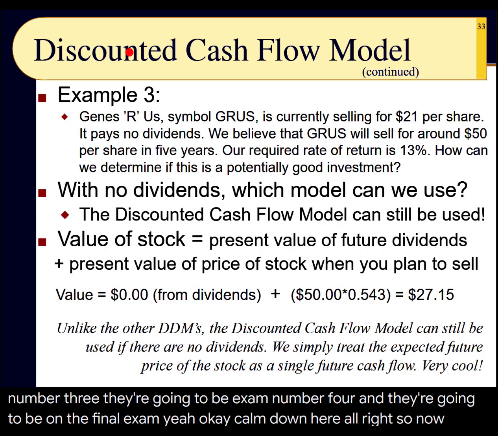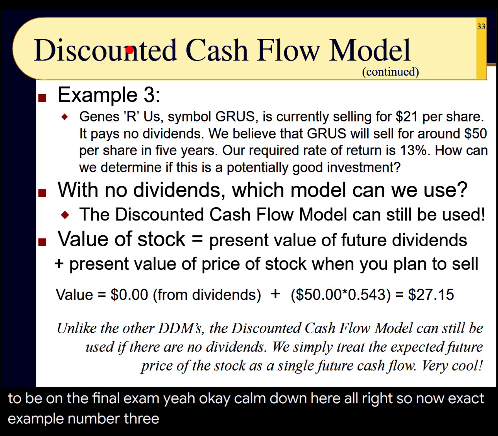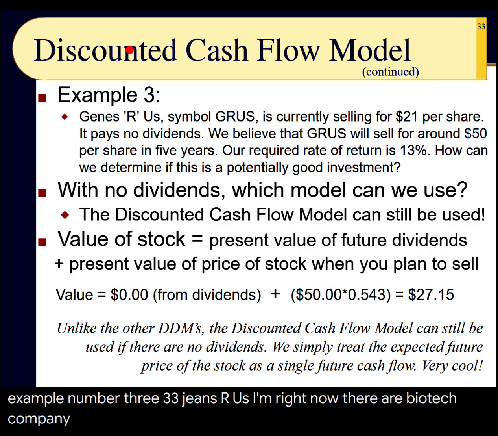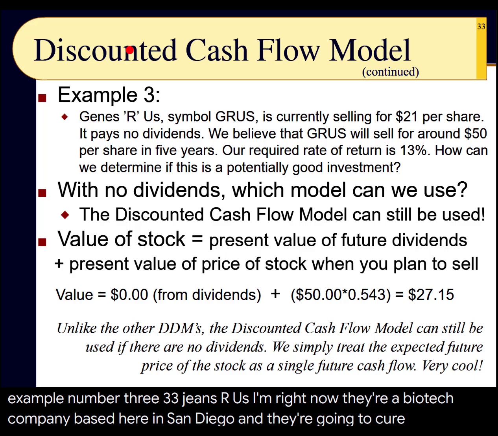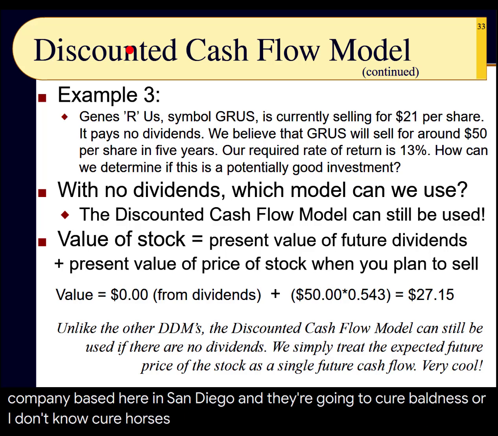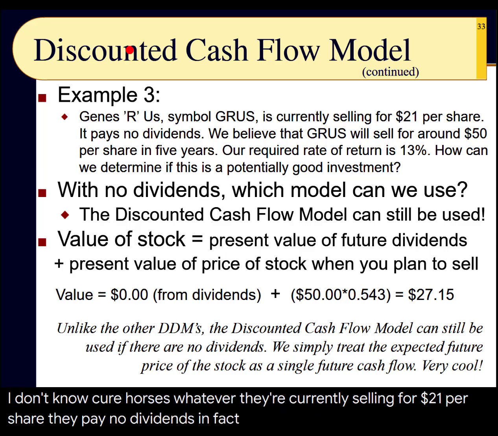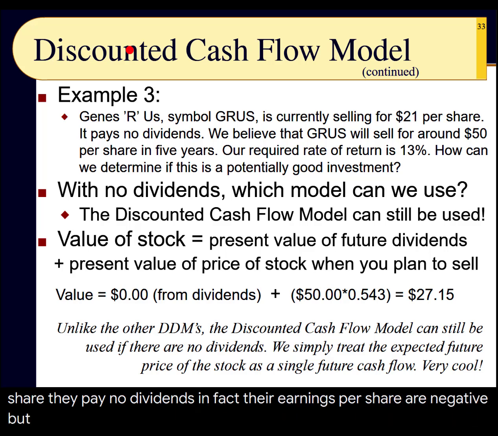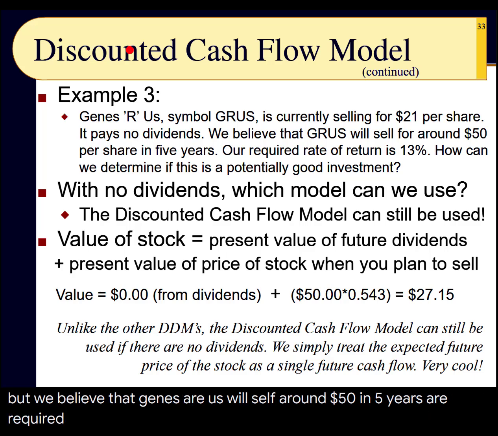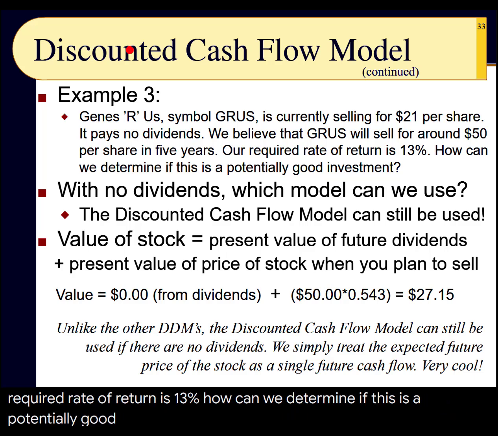All right, so now example number 3, slide 33. Genes R Us? You've heard of them, right? They're a biotech company based here in San Diego. And they're going to cure baldness. Or, I don't know, cure hoarseness, whatever. They're currently selling for $21 per share. They pay no dividends. In fact, their earnings per share are negative. But we believe that Genes R Us will sell for around $50 in 5 years. Our required rate of return is 13%. How can we determine if this is a potentially good investment?